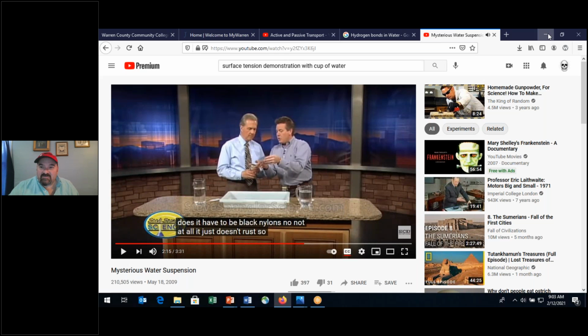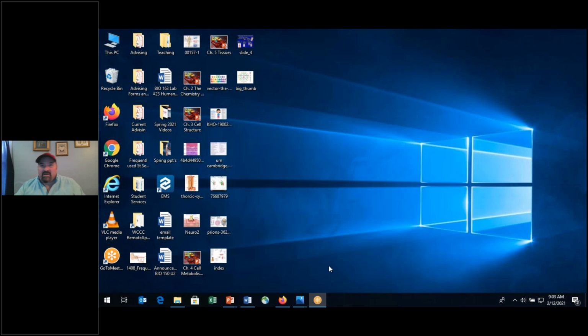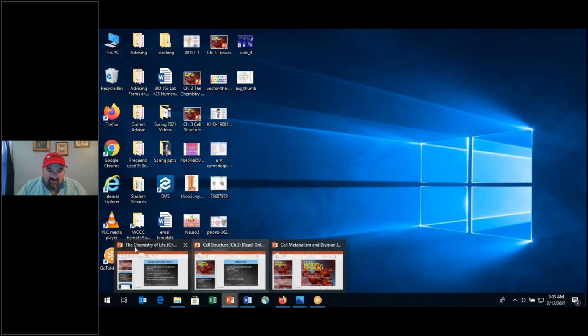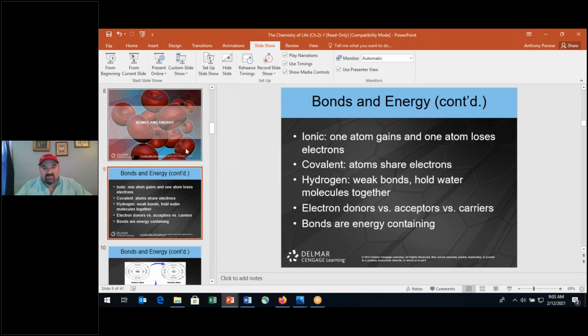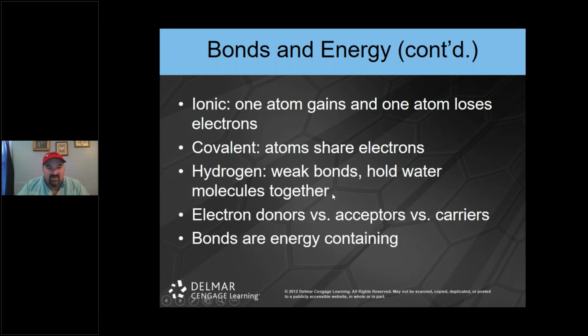All right, so that's just showing you a little bit regarding the bonding that is taking place between those water molecules. And you can do that at home. It's kind of cool, actually, to be able to do that. So come back here. So you see here, as far as there are electron donors, acceptors, carriers. So this is the deal as far as the electrons are concerned.